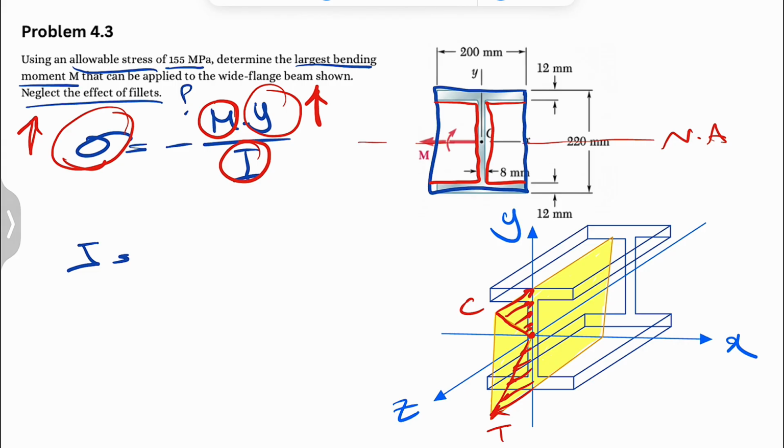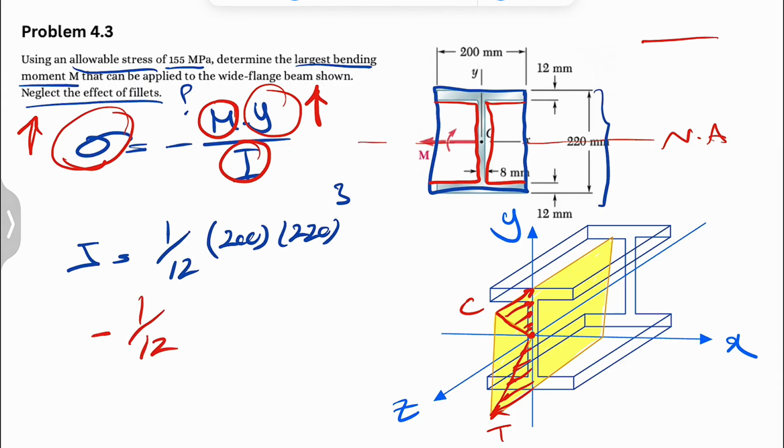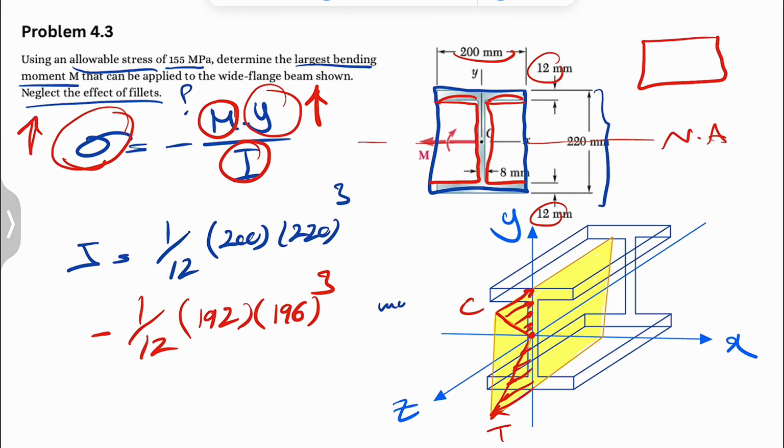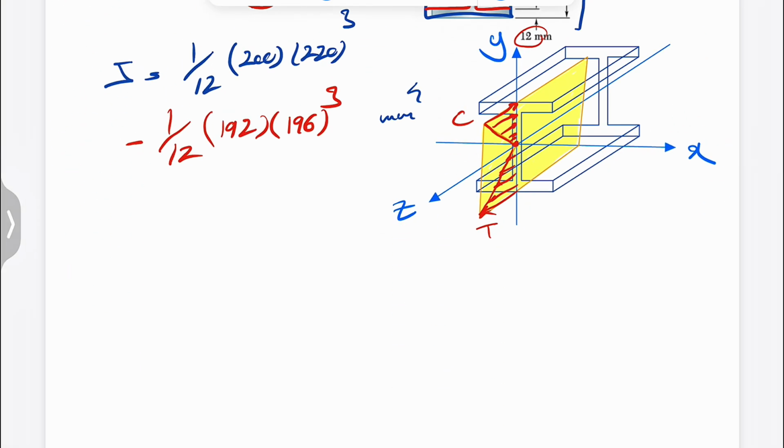So let's do the blue one. As we talked about, 1/12 of b, which is the base, 200. The height would be 220 to the power of 3, and we're going to subtract the rectangles. First of all, we have two of them, or we can just put them together and consider them as one. So these two red ones are going to be something like this. You really have to watch the base for that though. So the base would be this plus this, which would be 200 minus 8 or 192, and the height would be basically 220 minus 24, which is 196, and that's going to be in millimeter to the power of 4. So that's how we find I.